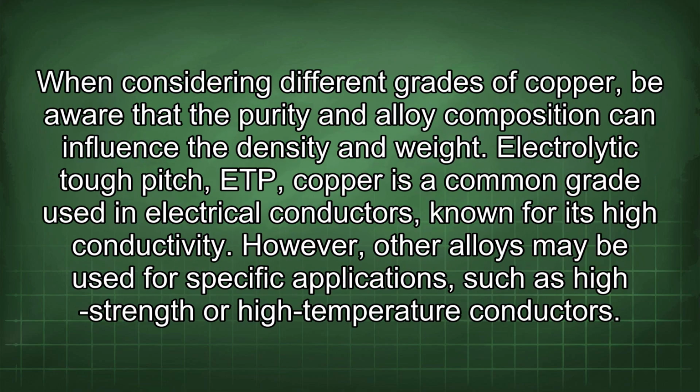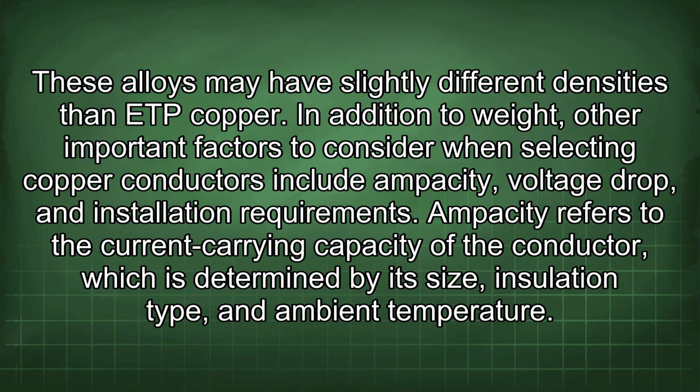When considering different grades of copper, be aware that the purity and alloy composition can influence the density and weight. Electrolytic tough pitch copper is a common grade used in electrical conductors, known for its high conductivity. However, other alloys may be used for specific applications, such as high-strength or high-temperature conductors. These alloys may have slightly different densities than ETP copper.